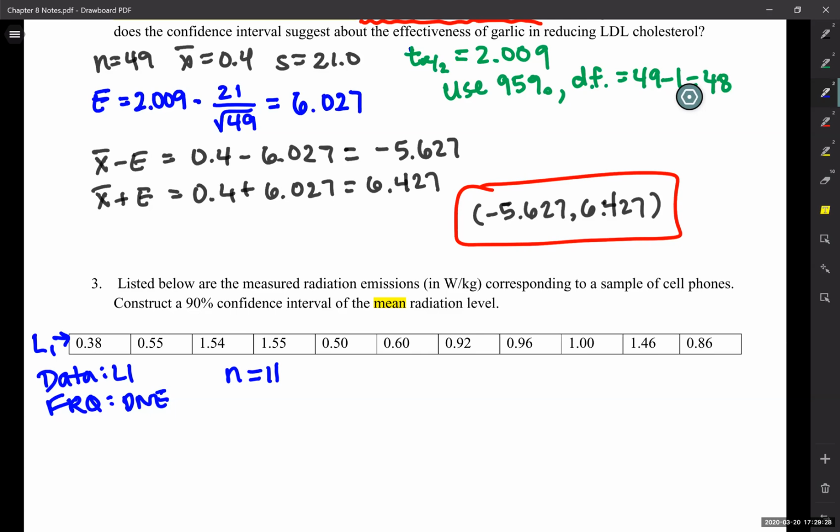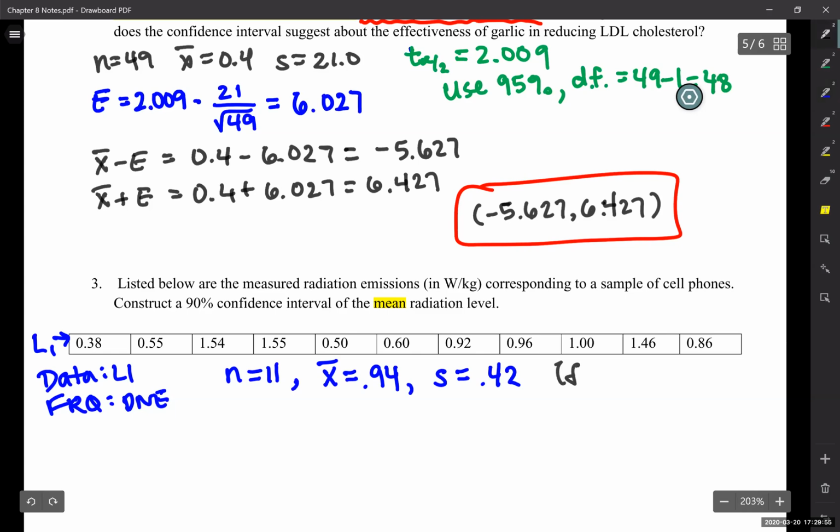So we have our n, and then from the calculator, we get our x bar, which is 0.94. And then we get our S because we're talking about samples. We need S for the formula, not sigma. And our S is 0.42. So all of those numbers I just got were from the calculator.